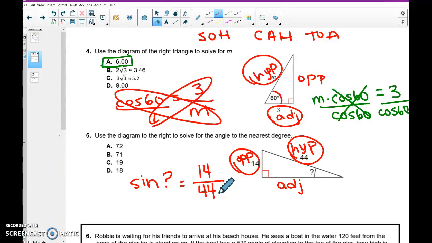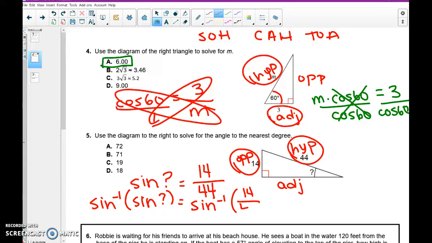Now think back, remember, what do we use if I want to get rid of sine? Okay, just like the opposite of multiplication is division, the opposite of sine is inverse sine. So really what we're doing is we're taking the inverse of both sides. That's where you have to hit the shift or the second button on your calculator. Okay, what happens over here is those cross out, which means our question mark is equal to whatever inverse sine of 14 divided by 44 is.